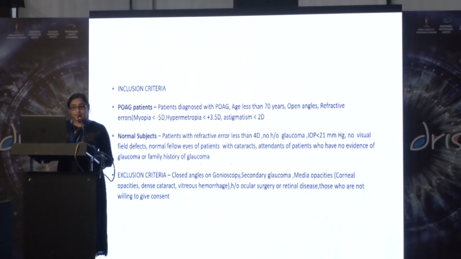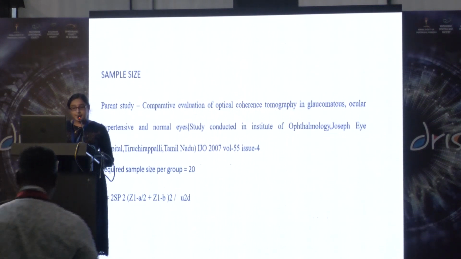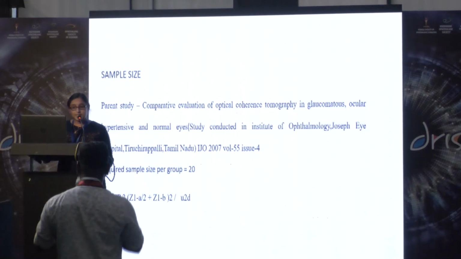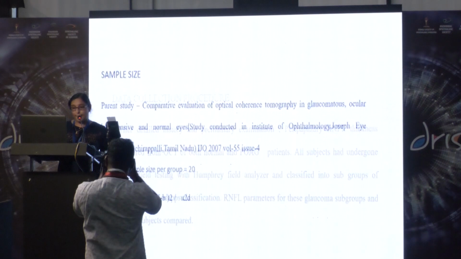In normal subjects, patients with refractive error less than 4 diopter, with no history of glaucoma, IOP less than 21, no visual field defects, normal fellow eye of patients with cataracts, and patients who have no evidence of glaucoma or family history of glaucoma. Then sample size was calculated from the parent study as 20 per group.